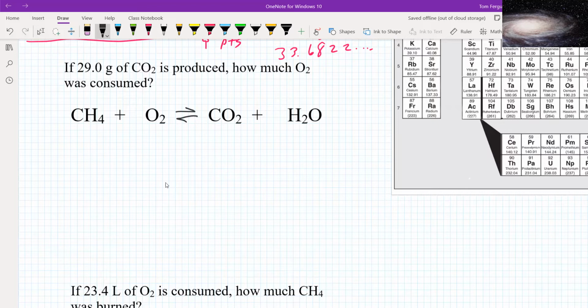So I normally put it down here. If you look in your book, you'll see 1 arrow. And then later in your book, they'll start putting in 2. But the reason for 2 is that both reactions happen all the time. Okay, so it's the same chemistry.